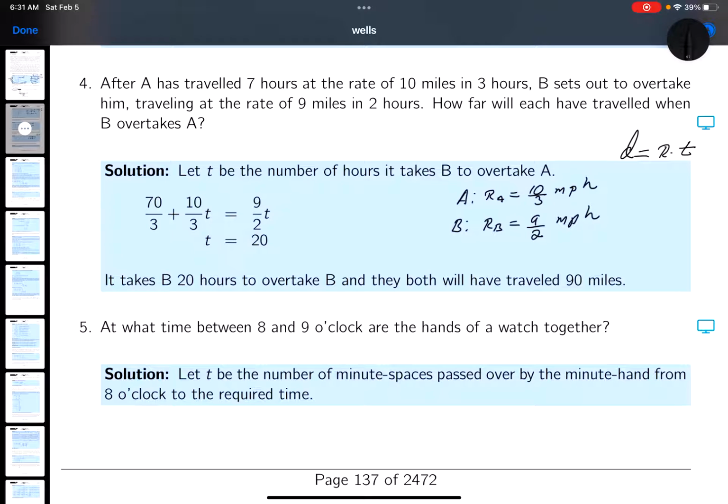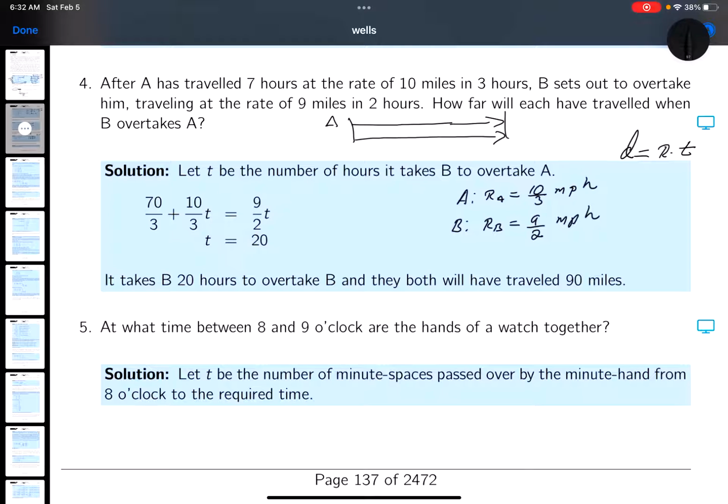And now what I'm going to talk about is what they're dealing with here. I want to point out, A is moving like this. This is A. And then B starts out and catches up to him because he's going faster. So I want to visualize what's happening here. Their question is, when does B overtake? So when they overtake, their distances will be the same.